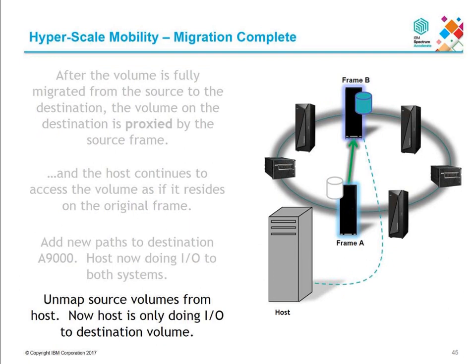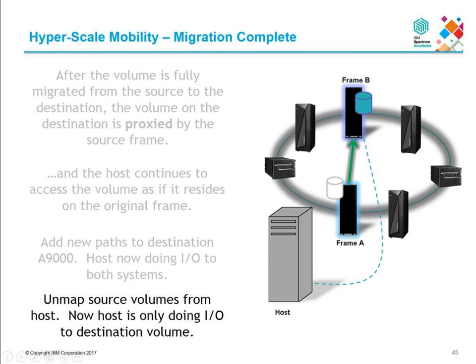I can also do it between XIVs, but I don't have any cross-family interoperability on hyperscale mobility. That is a roadmap item. It is coming later this year, but currently right now, I can only do A9000 to A9000 or XIV to XIV.